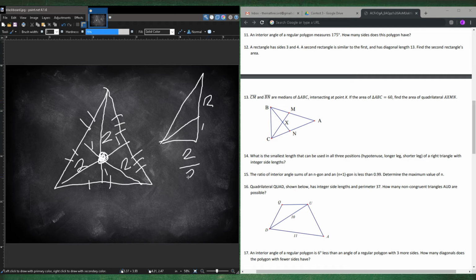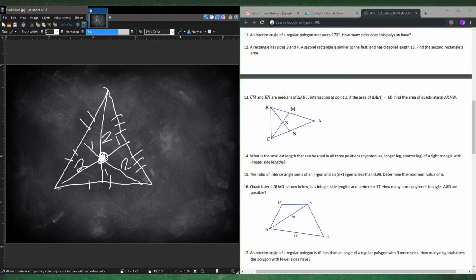So the 2 part would be 2/3 of the entire area. Times 30 is 20. So this entire thing right here is 20, okay? What is saying that this entire thing is 20?